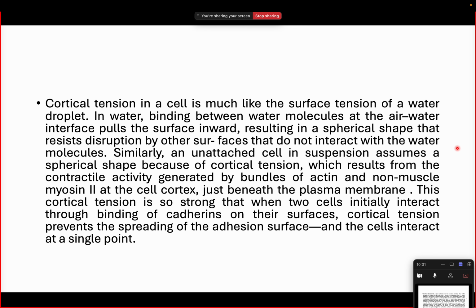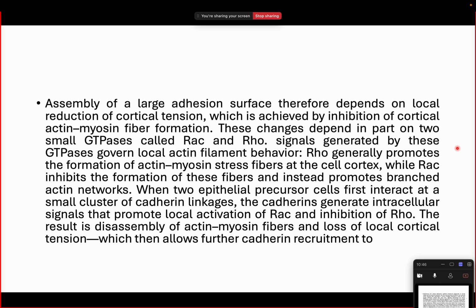Similarly, an unattached cell in suspension assumes a spherical shape because of cortical tension, which results from the contractile activity generated by bundles of actin and non-muscle myosin II at the cell cortex. Assembly of a large adhesion surface, therefore, depends on local reduction of cortical tension, which is achieved by inhibition of cortical actin myosin fiber formation.